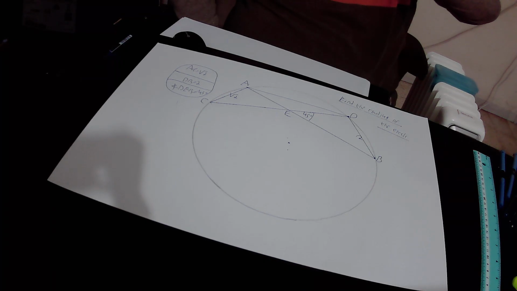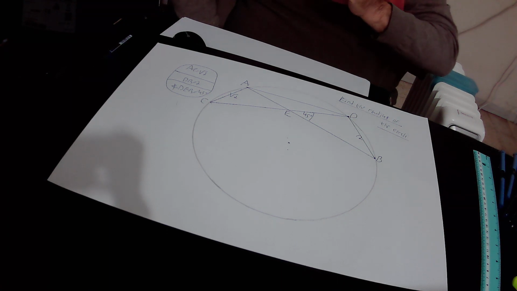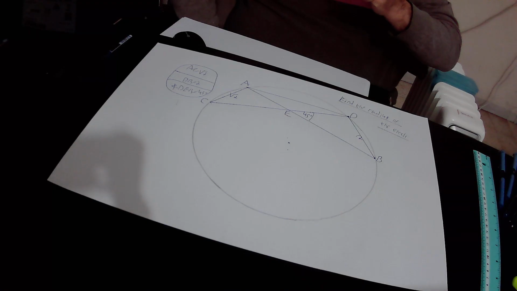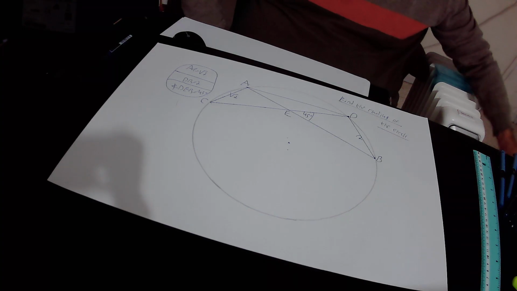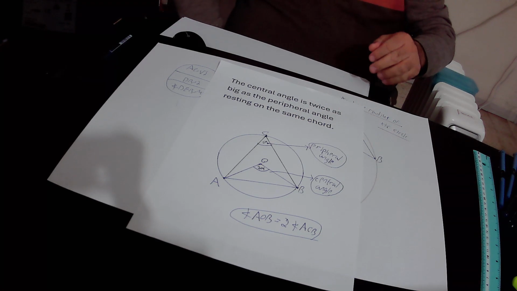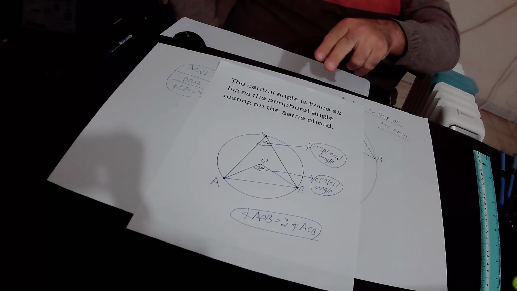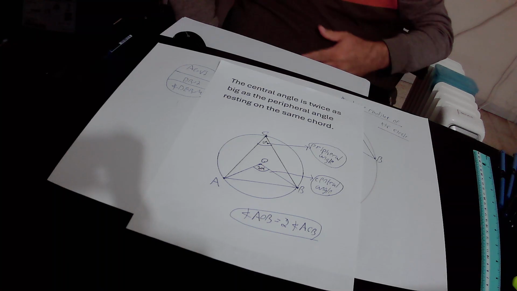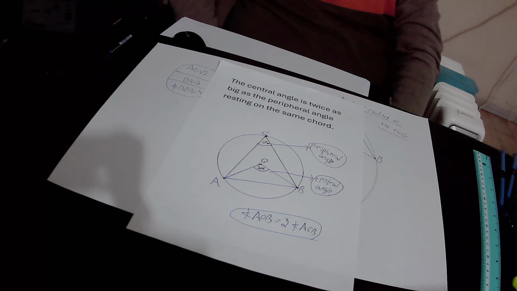So we will use two rules in order to solve the question. The first rule is that the central angle is twice as big as the peripheral angle resting on the same chord. Repeat again. The central angle is twice as big as the peripheral angle resting on the same chord.